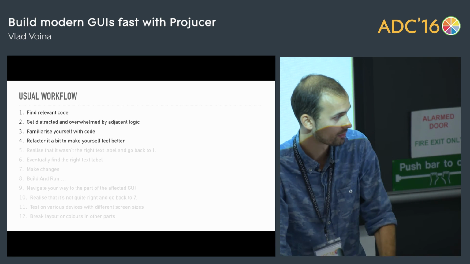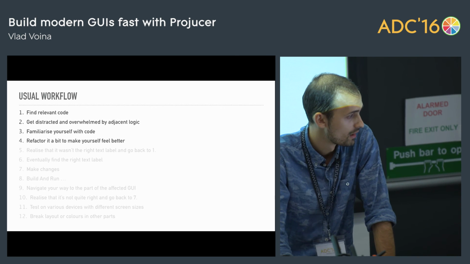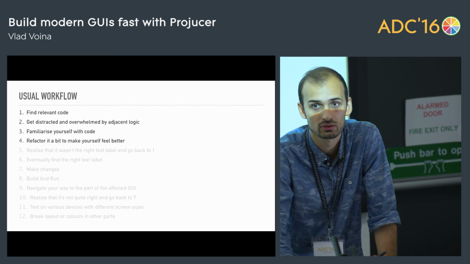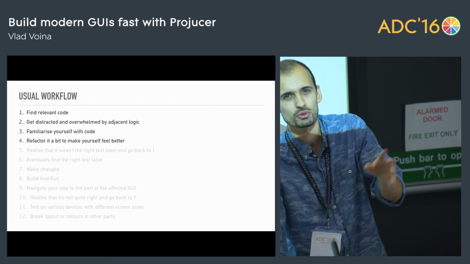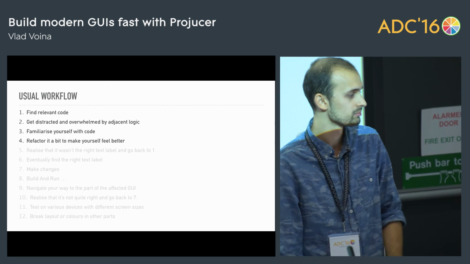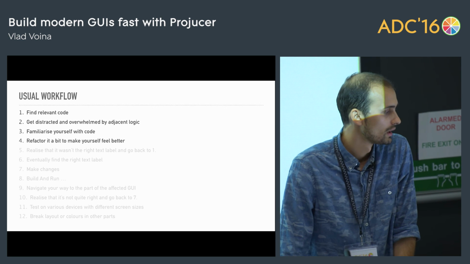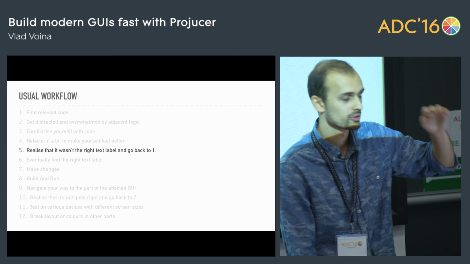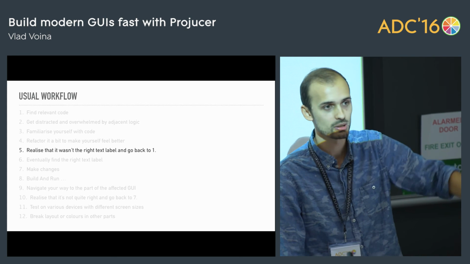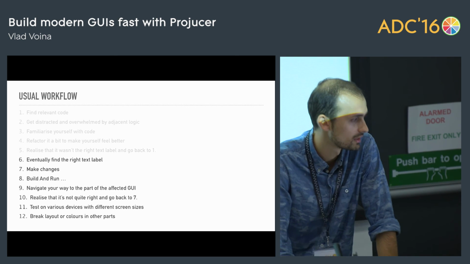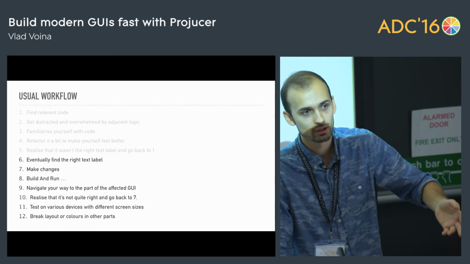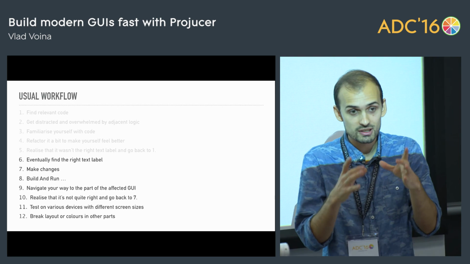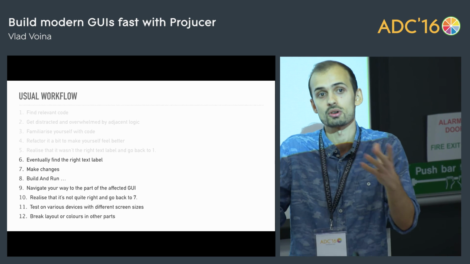So this is a common flow, yeah? You find some relevant code. You get distracted by some JSON logic, obviously, and it takes a while to familiarize yourself with that code, and then in that process you refactor it a bit because you just want to make yourself feel better. And then you just realize that wasn't actually the right label that you wanted to move. And then you have to go back and do the same thing again, and eventually you find it. And then you make the changes, and then you build and wait for it to build, and then you run it. You navigate to the part of the interface that you've changed, and this could be deep in menus, right?